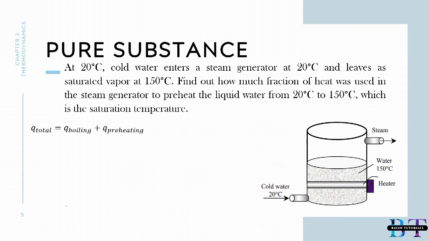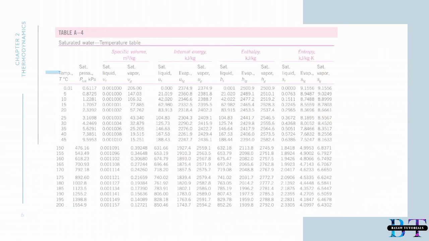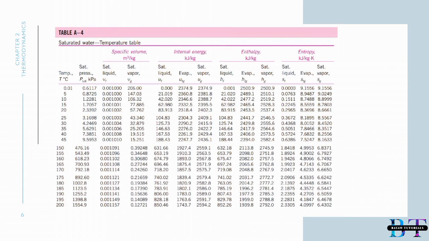Now let's find our Q total, but we're still missing our Q sub boiling. Looking at our property table A-4, since our temperature is given at 150 degrees Celsius, looking at our h sub fg at 2113.8, that will be our value for Q sub boiling.